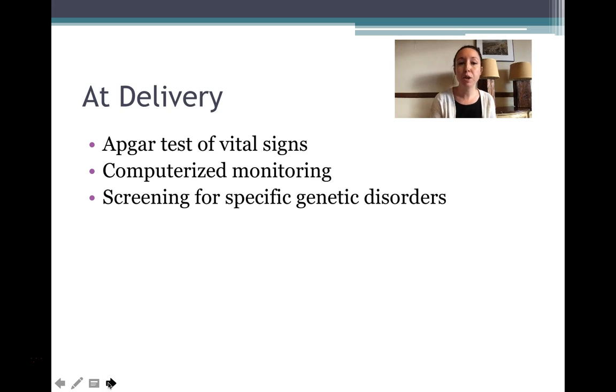At delivery, APGAR, a test of vital signs, can give us good information about whether or not an intellectual disability is present, and that's just looking at breathing, response to stimuli, the color of the child, computerized monitoring of the child right after delivery, and then screening for any specific genetic disorders that the child may be at risk for, given your family history.